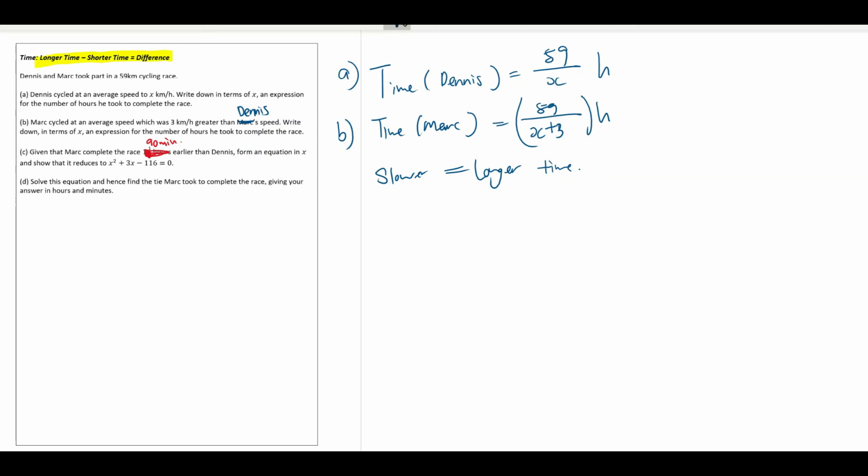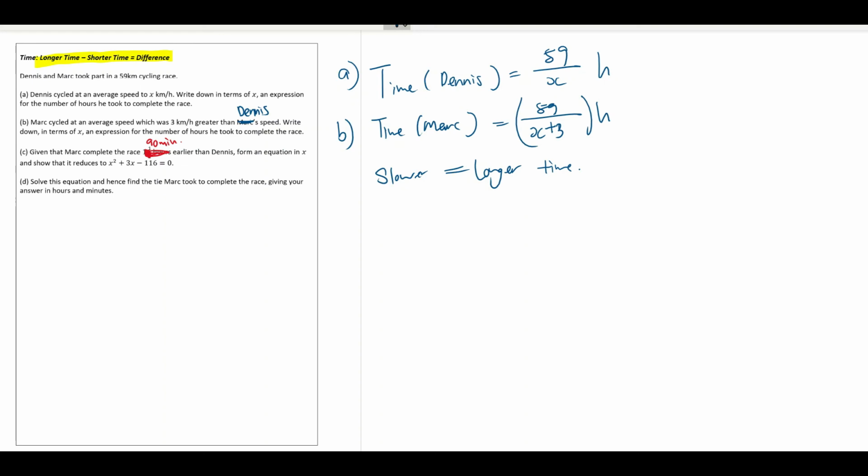Mark completed the race 90 minutes earlier than Dennis. I purposely changed it to 90 minutes because most of the time they will test it this way. The speed they will give you in km/h, the distance they will give you in kilometers, but when it comes to the difference in time, they give you in minutes. And this is the part that students make a lot of mistakes in.